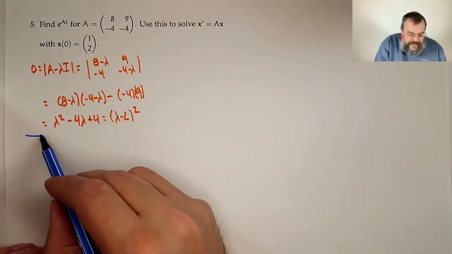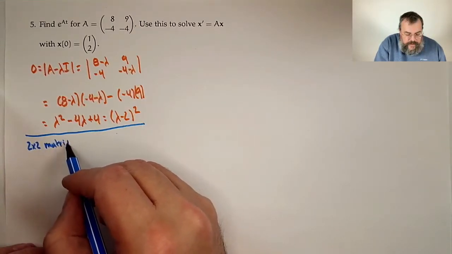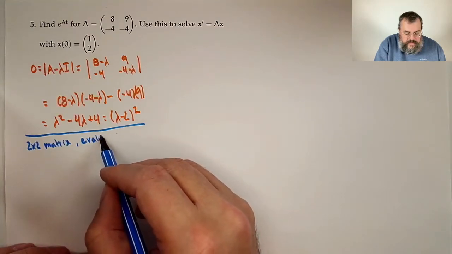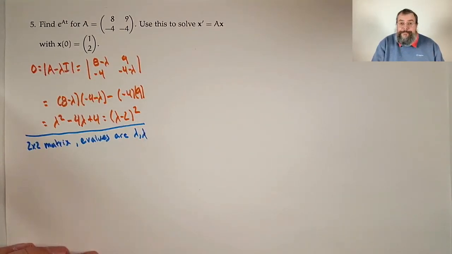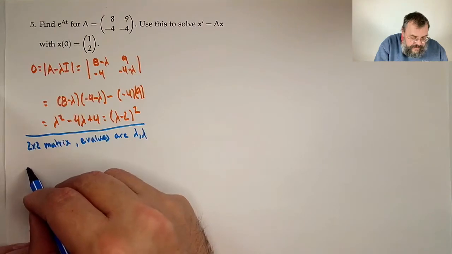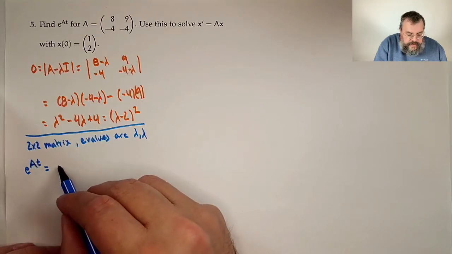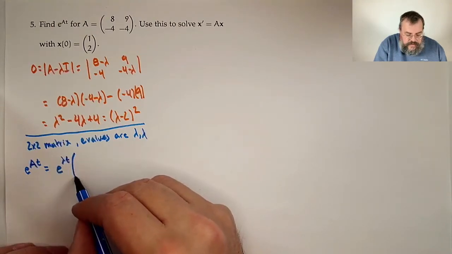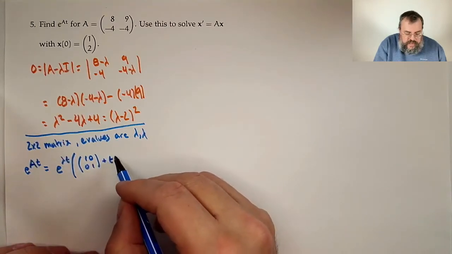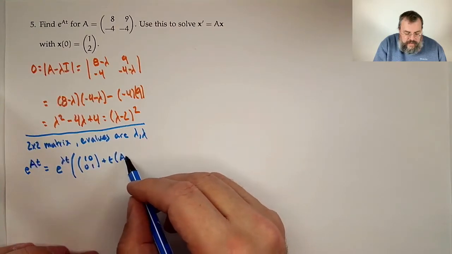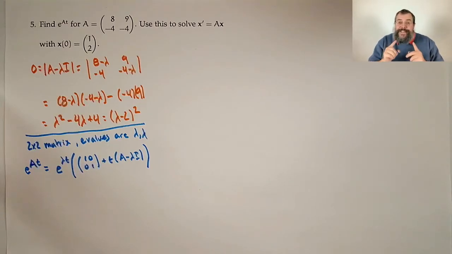If you have a 2 by 2 matrix and the eigenvalues are the same, so lambda, lambda, then it's always the case that e^(At) is equal to e^(lambda t) times the identity matrix [1, 0; 0, 1] plus t times the matrix A minus lambda I. That's the whole thing. Now, what does that say for us?